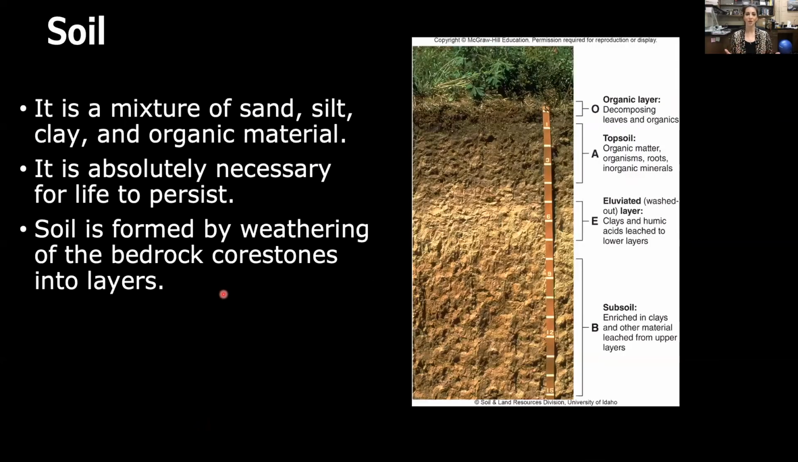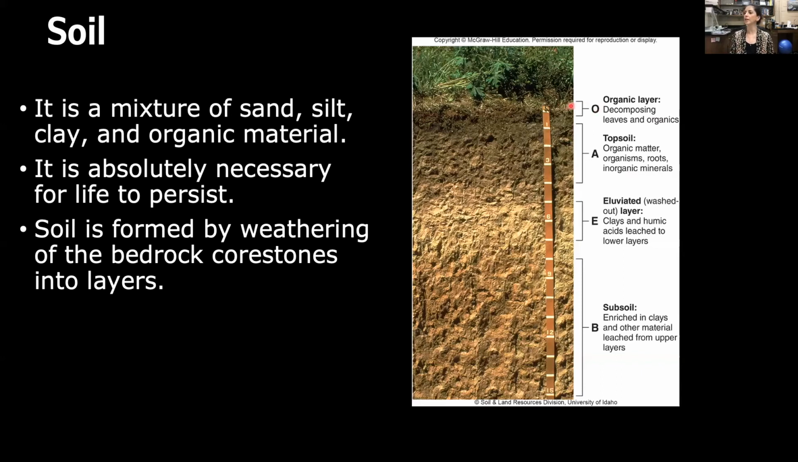We use soil and rely on soil for our agriculture, of course. Soil, by definition, is a mixture of sand, silt, clay, and organic material, and it is absolutely necessary for life to persist. Soil is formed by weathering processes that break down bedrock core stones into distinct layers. Through poor farming practices, we can actually convert this soil into unusable material. But before we talk about how each of these layers contribute to farming, let's talk about what they are.